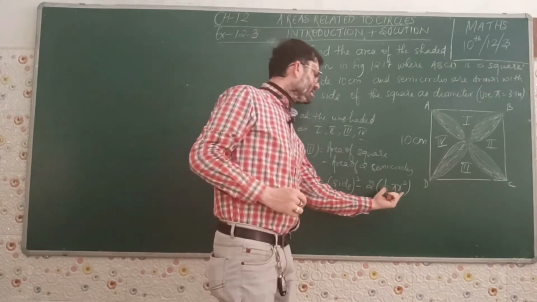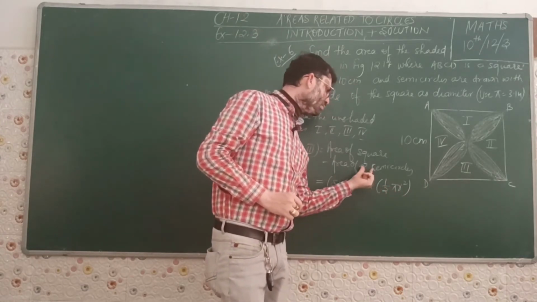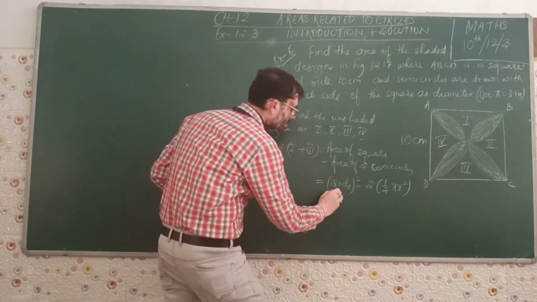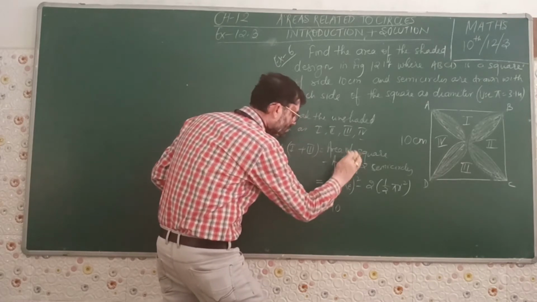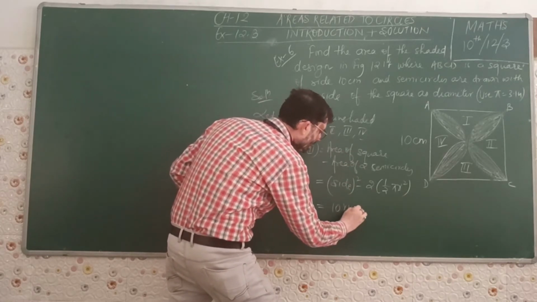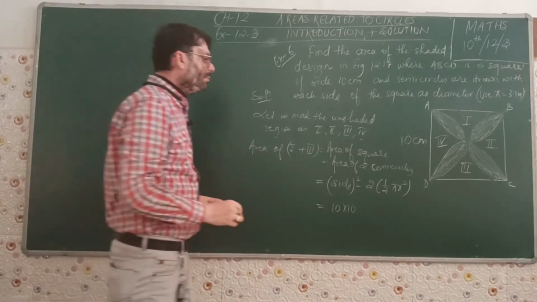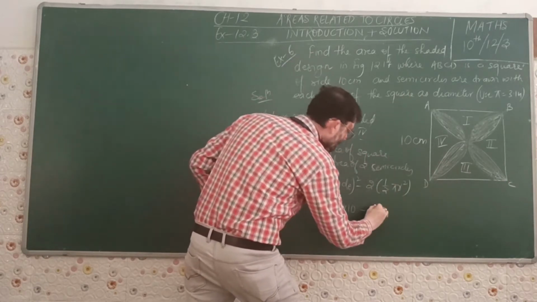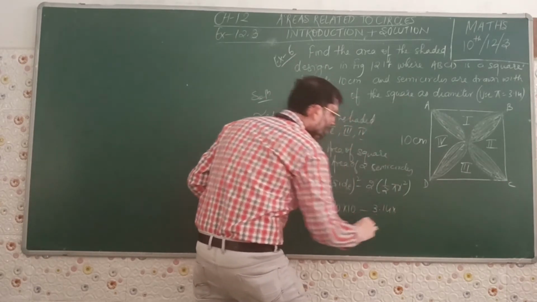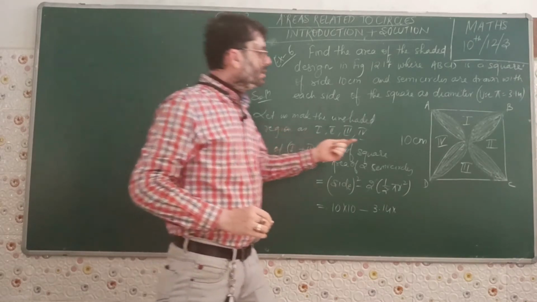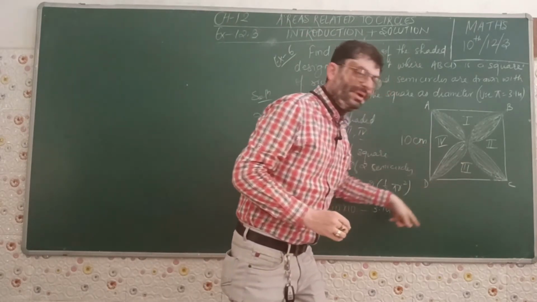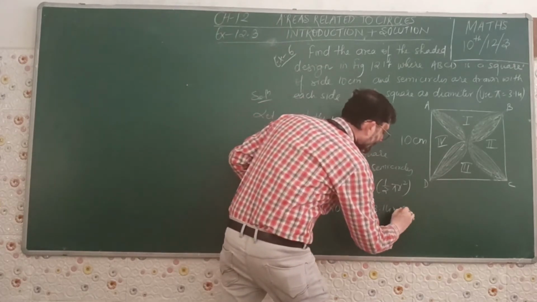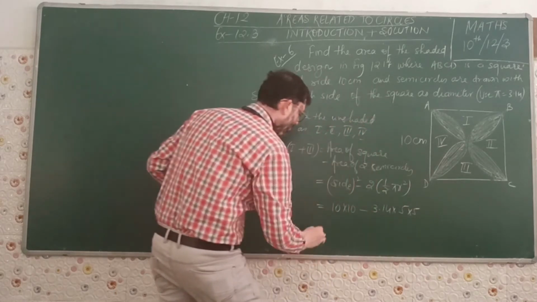Half pi r square is the area of the semicircle, and since there are 2 semicircles, 2 into half pi r square. Now we can substitute the values. The side of the square is 10 centimeter, so 10 into 10 is the area of the square, minus pi r square, where we take pi as 3.14. Since the side of the square is the diameter of the semicircle, the radius will be half of the side of the square, so the radius is 5 centimeters, 5 into 5.